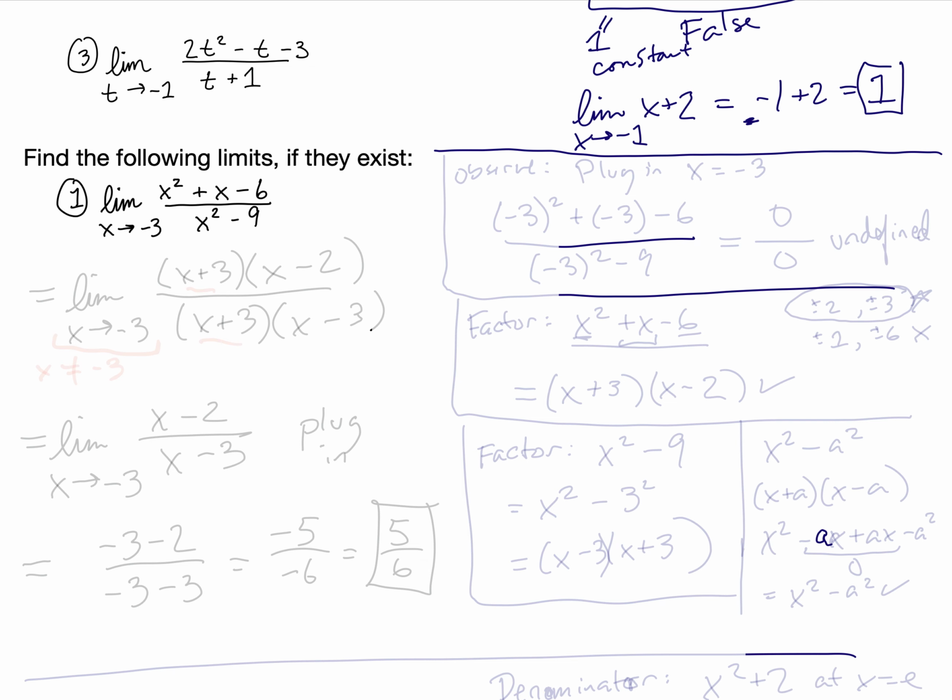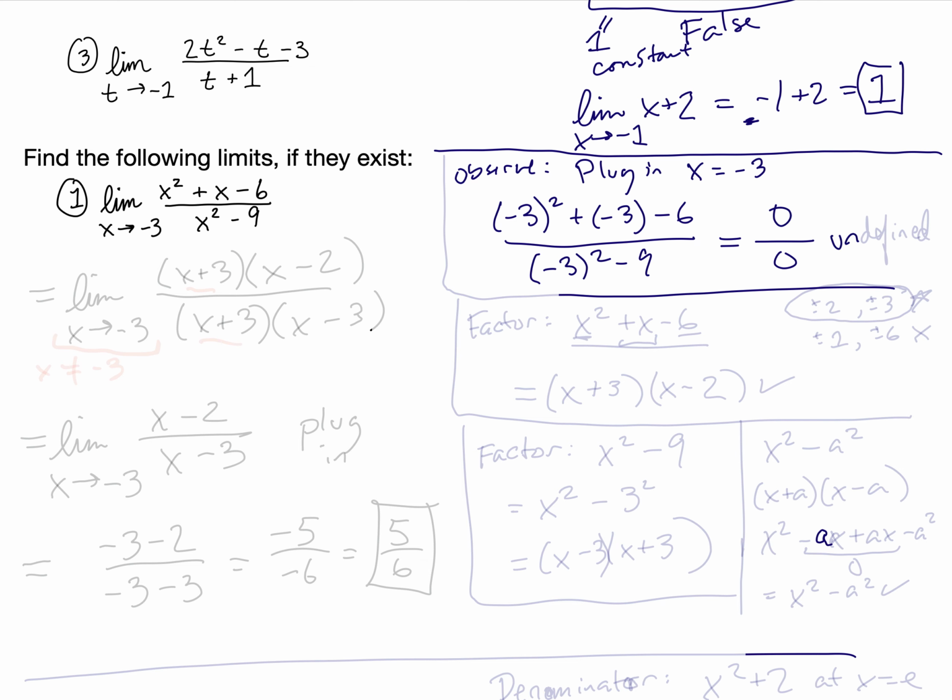So the first thing we could do is just check what happens when we plug in the value x is approaching. If we plug in x equals -3 into that function, our numerator is -3 squared plus -3 minus 6, divided by -3 squared minus 9. So -3 squared is +9, minus 9, that is a 0. And if we look at the top, that's 9 minus 3 minus 6, that's also a 0.